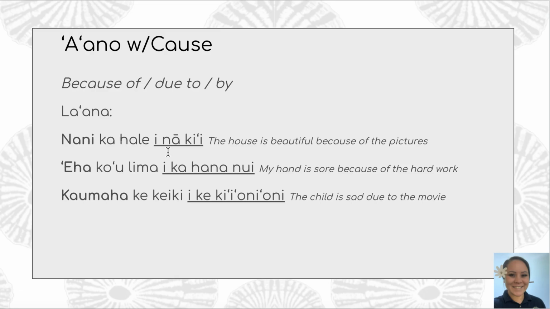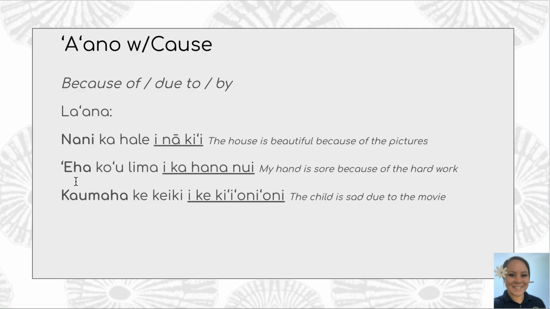Firstly, nani kahale ina ki'i. We know that nani means beautiful, and we are stating that nani kahale, the house is beautiful. The house is beautiful. And adding our cause here, ina ki'i, yeah, because of the pictures. The house is beautiful because of the pictures.